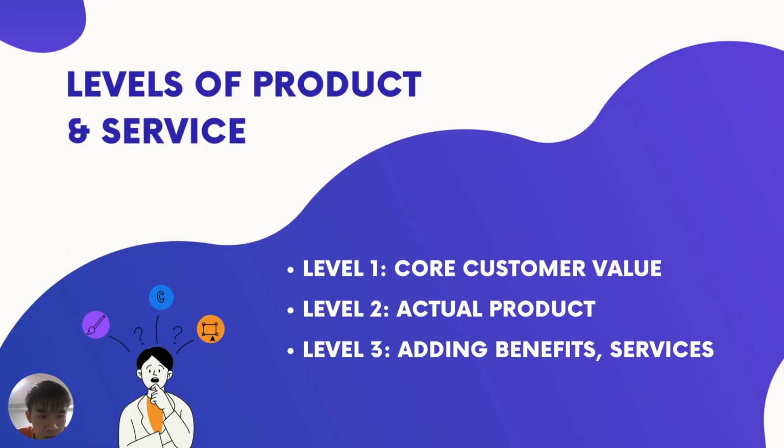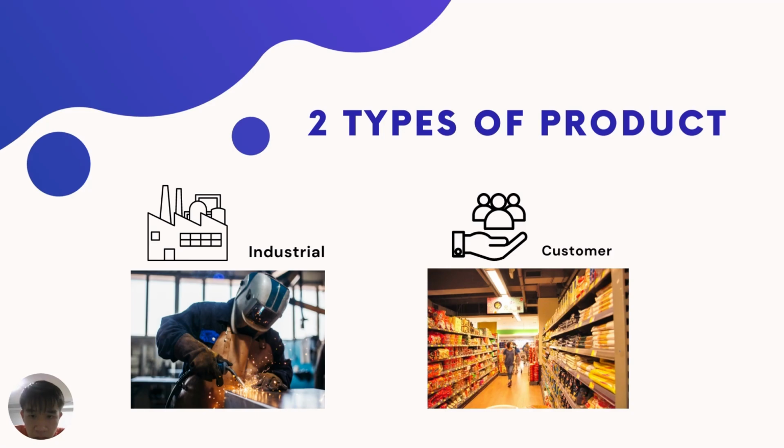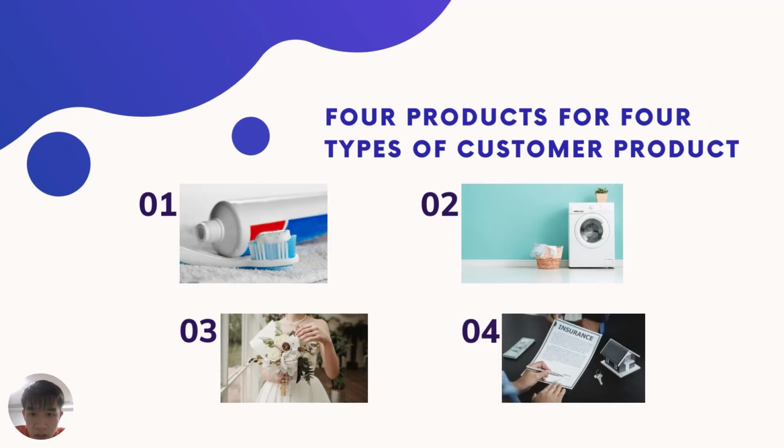There are three levels of product and service. Start with the basic level of core customer value, meaning companies should look at what customers really want from the product, build it into the actual product, and add benefits to elevate the experience. Products can be classified into two types: consumer and industrial. Consumer products are products consumed by final consumers.